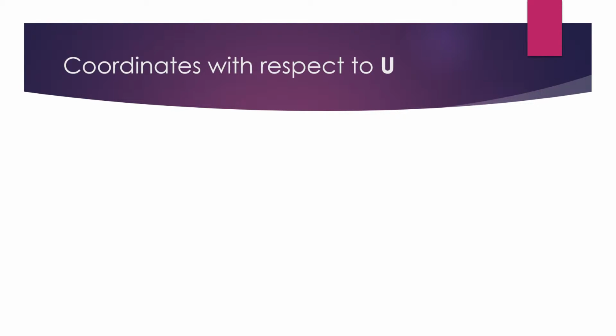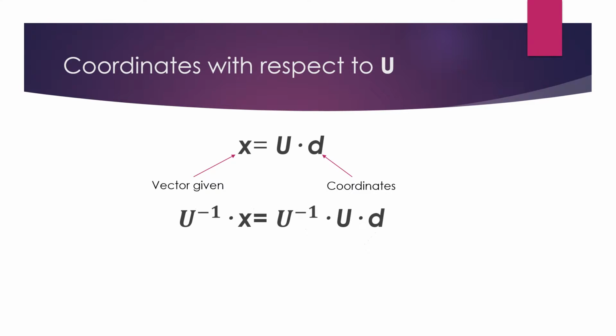Now, coordinates with respect to U. We use the equation x equals U times d, where x is the vector given and d is the coordinate. Since we want to find the coordinates, we want to have d alone. So to do that, we multiply U inverse to both sides. We know that U inverse times U equals the identity matrix, so then we have U inverse times x equals d. We are going to use this equation for our problem.